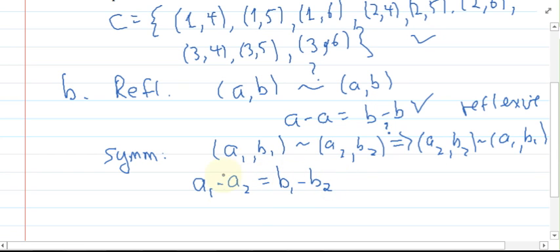Okay. So if this is true, does that imply, now I have to apply the relation with these 2. Now don't get confused by the letters here. What this is saying is that the first entry here minus the first entry here must be equal to the second entry here minus the second entry here. So in order for (A2, B2) to be equivalent to (A1, B1), it must be true that A2 minus A1 is equal to B2 minus B1.